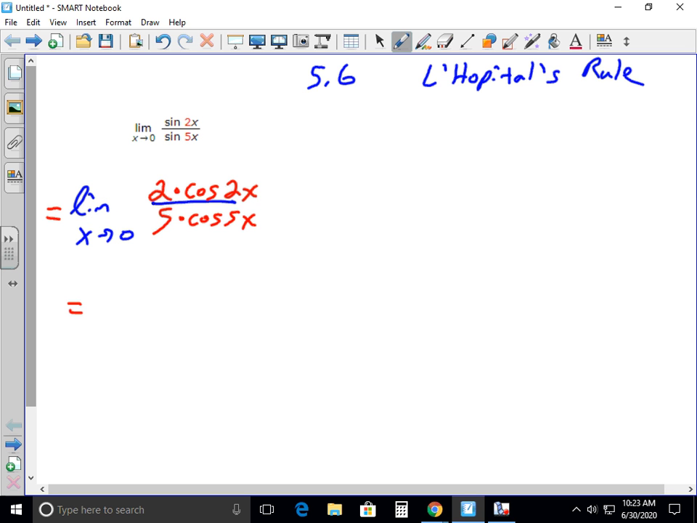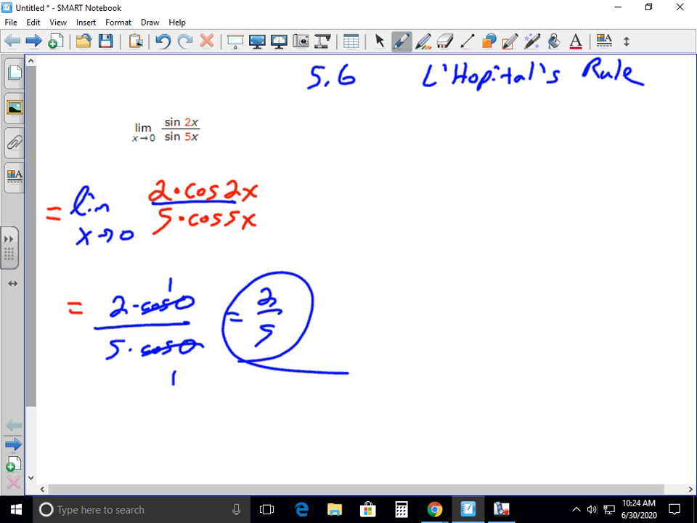So if we try to take the limit now, if we put a 0 in, we would get 2 times cosine of 0 on top, 5 times cosine of 0 on bottom. Well, cosine of 0 is 1, so we would get 2 over 5. So as x approaches 0, this expression goes to 2/5.